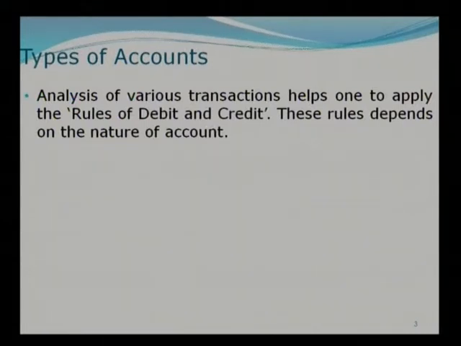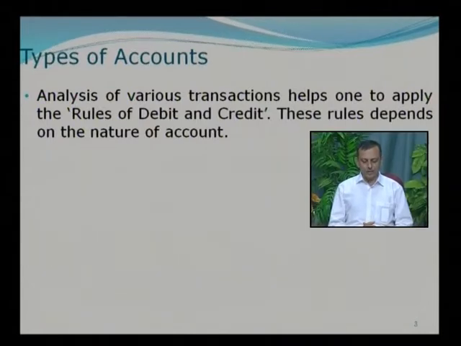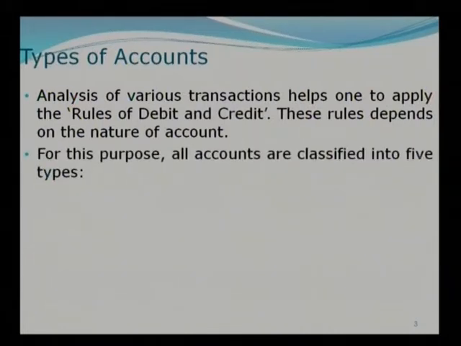The analysis of various transactions helps one to apply the rules of debit and credit. This rule depends upon the nature of account, and therefore before we apply the rules, we need to understand the nature of different types of accounts. For this purpose, all the accounts that we could have in the accounting, we are dividing them into mainly 5 parts. 1, asset account.